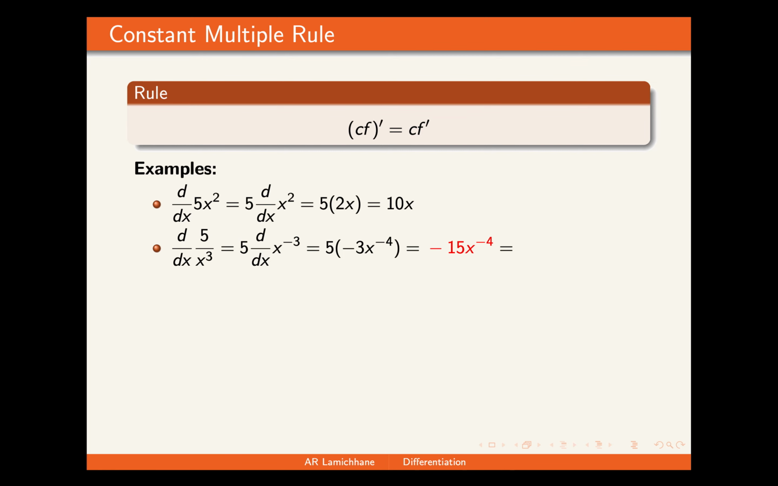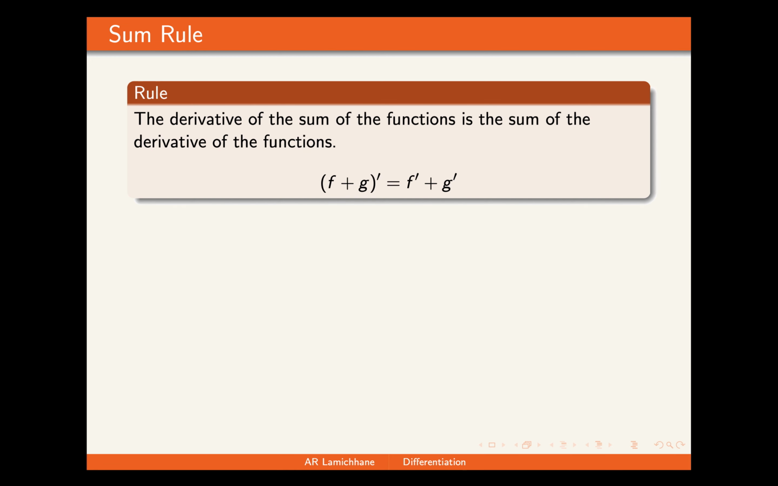If you want to rewrite this with a positive exponent, then the answer is negative 15 over x to the power 4, if you change the negative exponent into the positive exponent. So this is how we can find the derivative by using the constant multiple rule. So far, we have learned what the constant rule means, what the power rule means, and what the constant multiple rule means. Now we will talk about what the sum rule means.